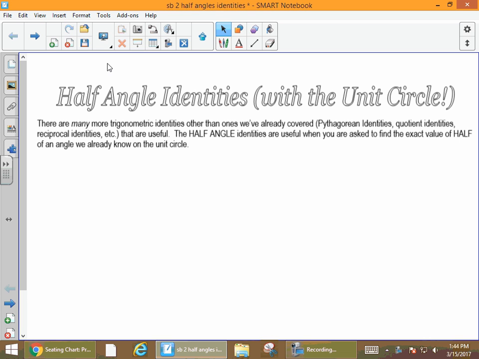Like I said, the sum and difference identities were things we learned on Monday that could help us find angles that were not on the unit circle. These half angle identities that we'll learn about today will also help us find angles that we're not familiar with and ones that we don't know the value of because they aren't on the unit circle. Likewise, there are many more trigonometric identities we haven't learned. These are a couple of them, these half angle identities, and we'll see how they can help us.